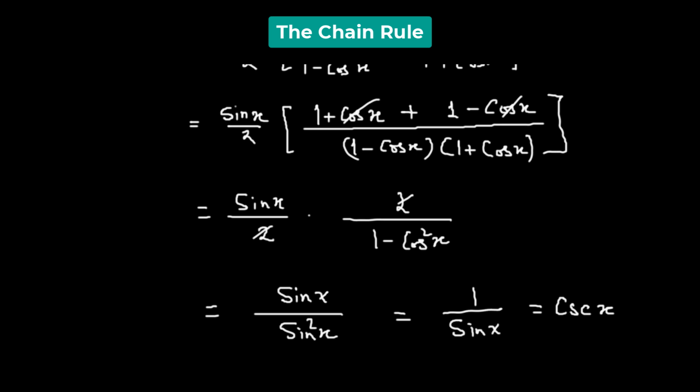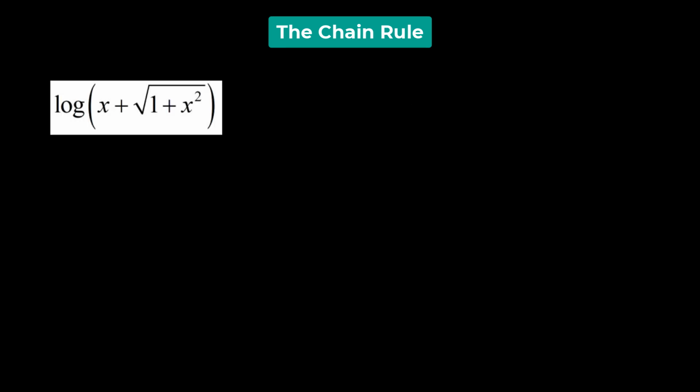Now let's move on to the next question. So here we have the function log of (x plus square root of 1 plus x squared). We need to find its derivative with respect to x.